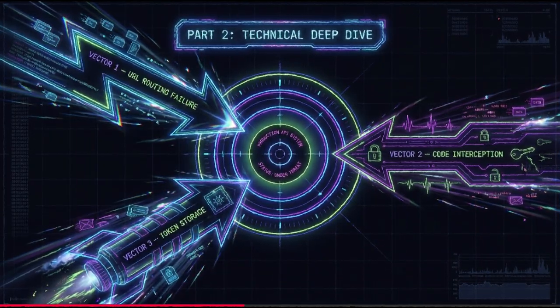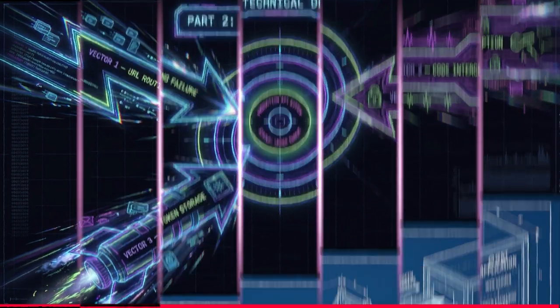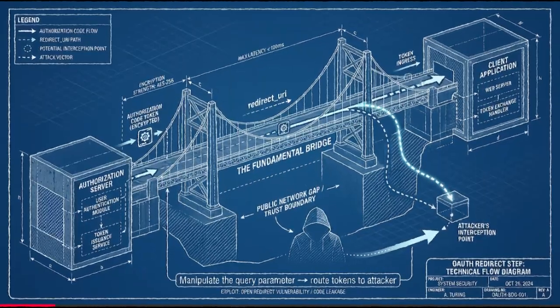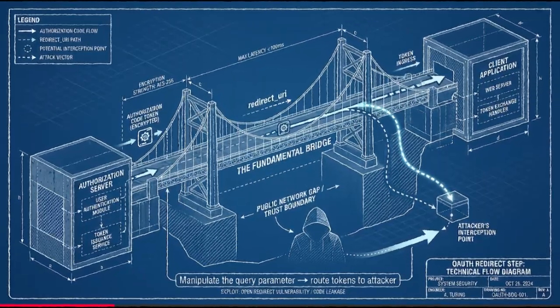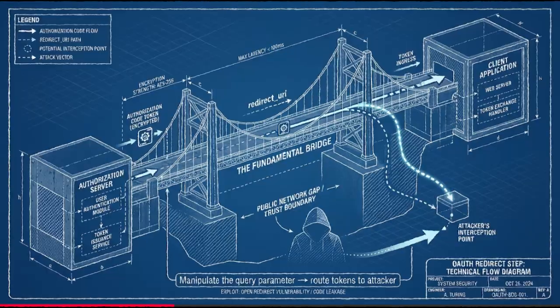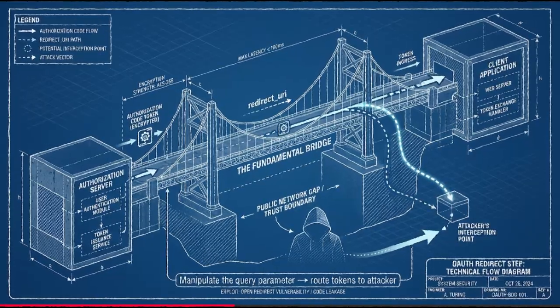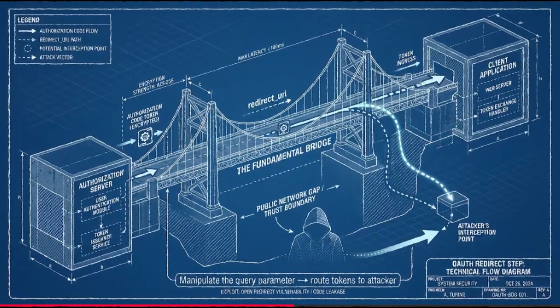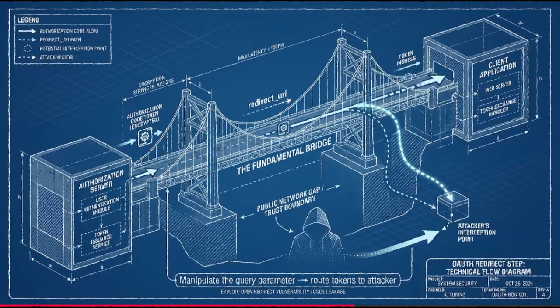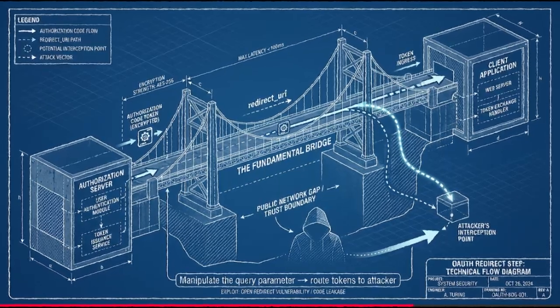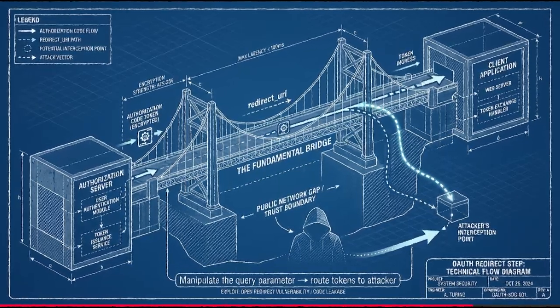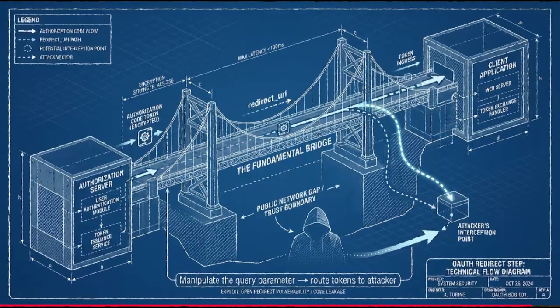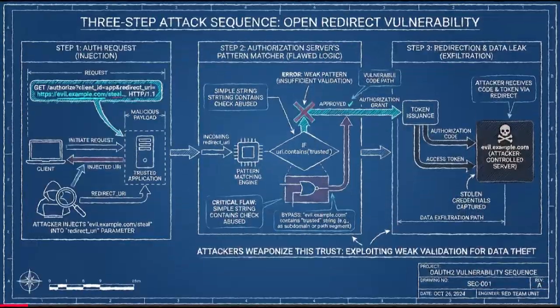We will examine 3 specific vulnerability vectors and their mandated defenses, starting with the failure of URL routing. This is a big one. Subsection 2.1. Open redirects and precise verification. So authorization servers use a callback URI to redirect the user agent back to the client after authentication. This redirect acts as a fundamental bridge. And attackers target this bridge by manipulating query parameters to route tokens directly to hostile infrastructure. How does that actually happen during the request?